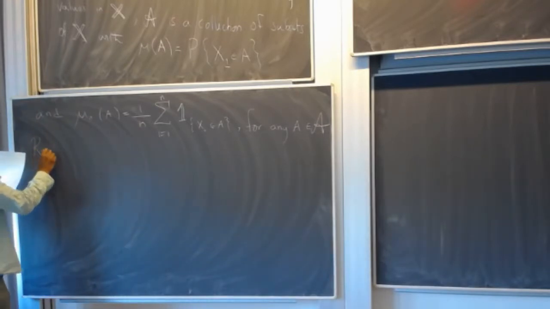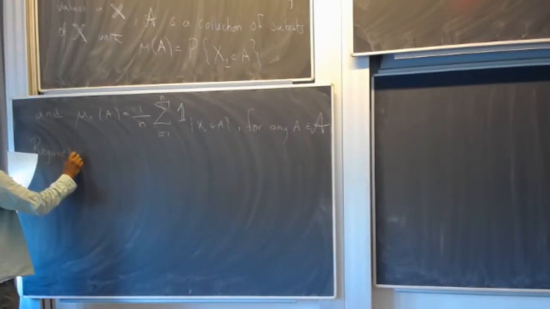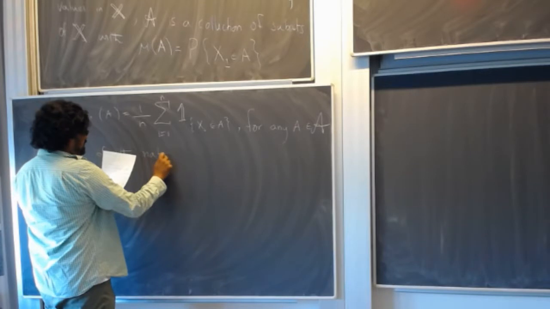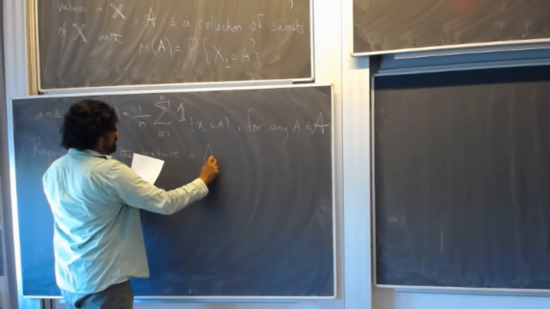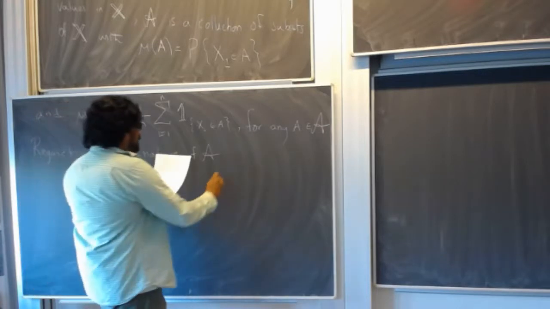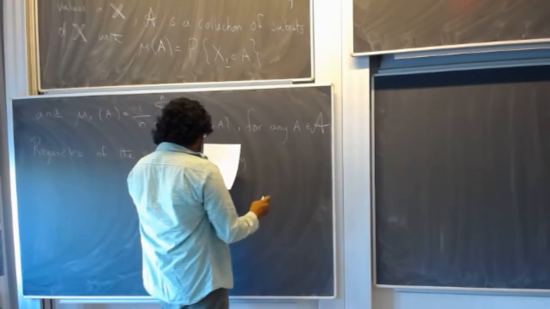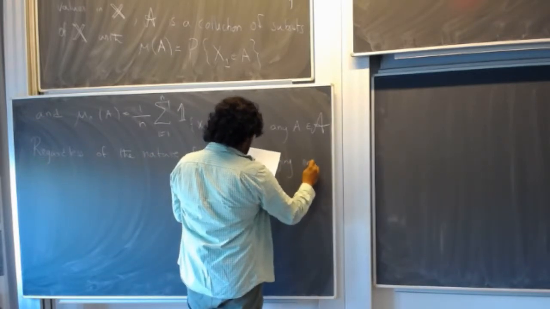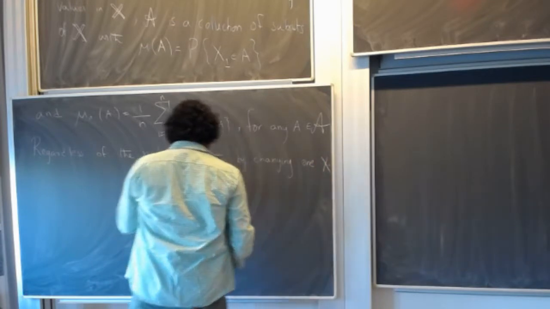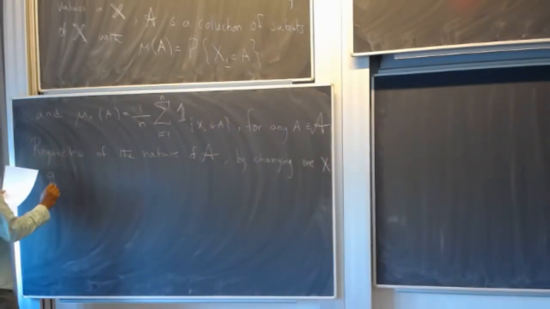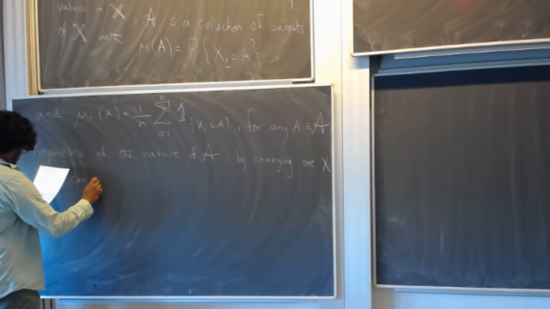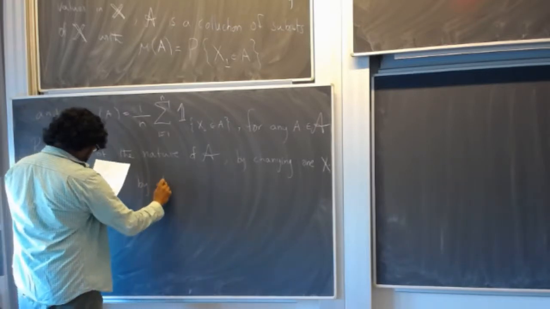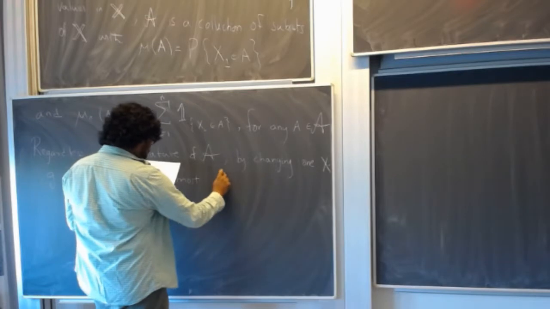So we want this to hold regardless of the nature of A itself, right? Like how complicated it is. So regardless of the nature of A, by changing one xi, our G can change by at most 1 over n.